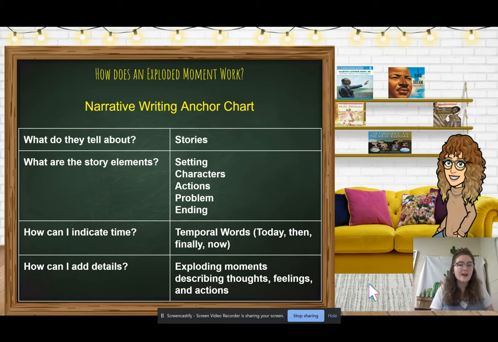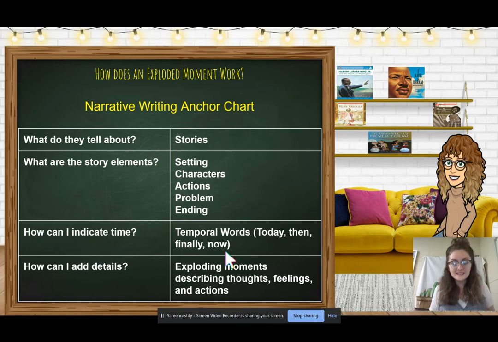So in our last writing task, you wrote a narrative from Ruby's perspective. Now remember, narratives are texts that tell stories. They have story elements: settings, characters, actions, problems, and endings. And we can talk about what is happening and when this is happening by using words like today, then, finally, now. Remember, those are called temporal words. Temporal words, they tell us when something is happening.